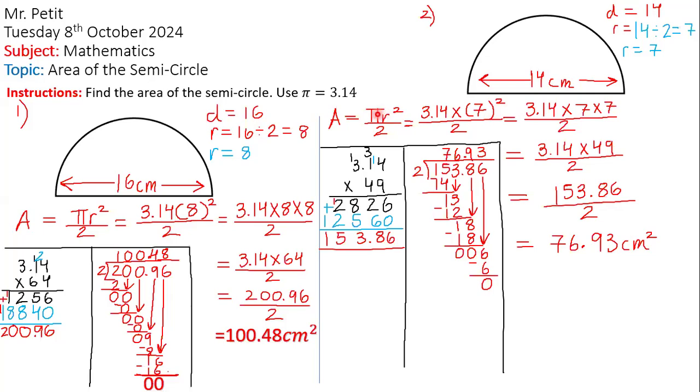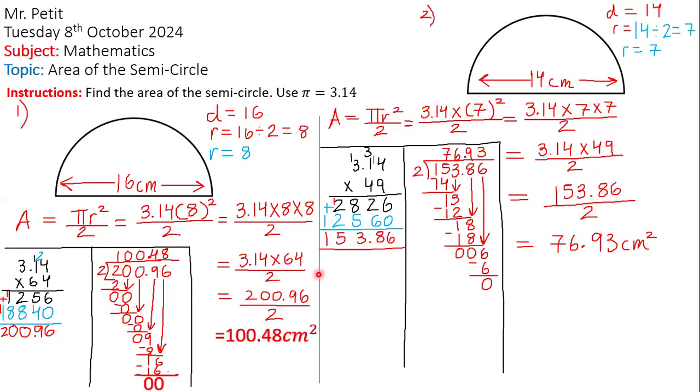Because it's half a circle? Pi r squared over 2. We divide by 2 because it's half of a circle. All right. 7 times 7 gives you what? 49. And then 3.14 times 49. Yes, sir. And then divided by 2. That makes sense? Yes, sir.